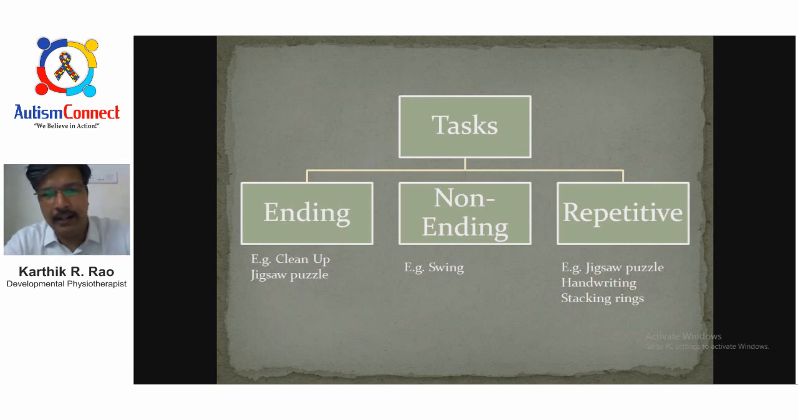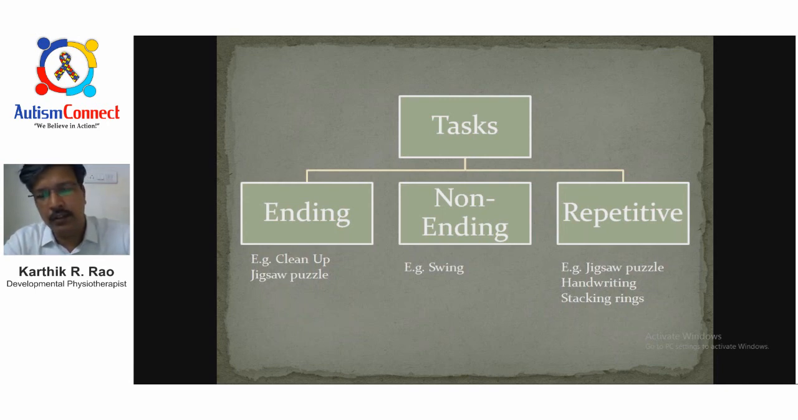It is inherently an ending task, but because we want the child to learn how to fix a puzzle, the child may not be able to learn it in the first attempt. So the child may need to do it again and again to actually learn how to do it. The same applies for handwriting, the same applies for stacking rings, which means we are going to repeat the activity again and again.